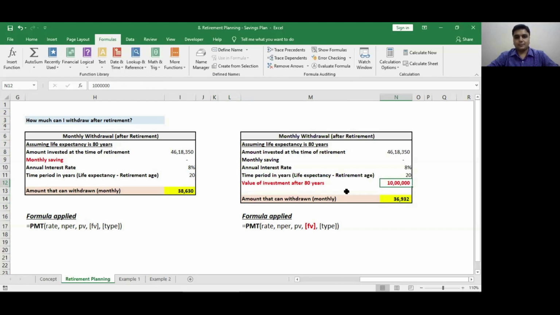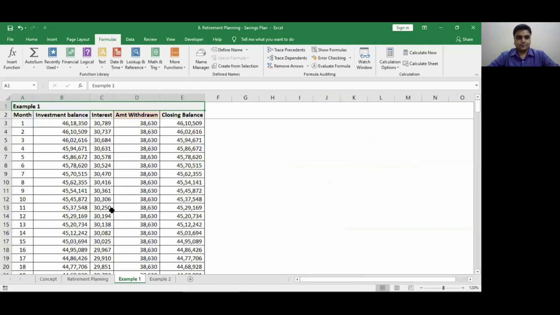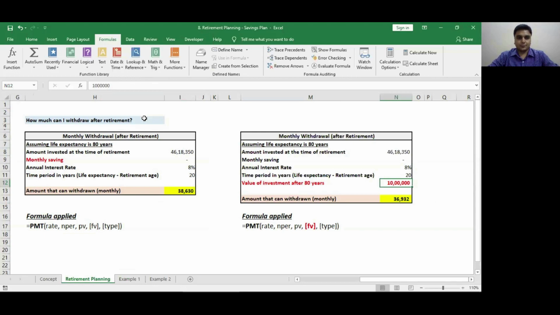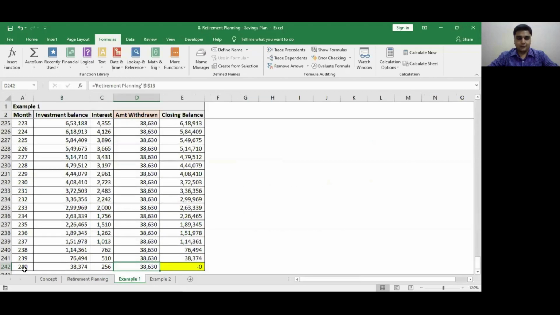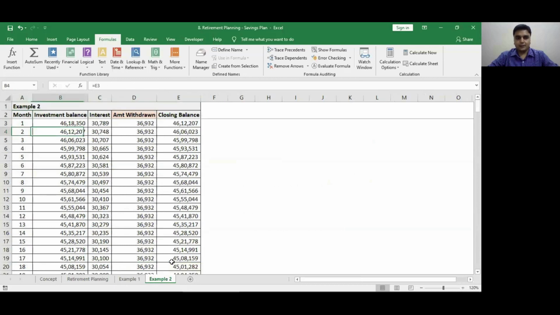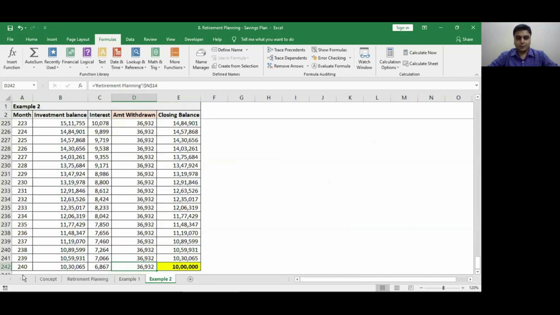You can verify this with the help of an example as well. Like in the first case, my withdrawal was 38,630 rupees. That is this amount. And you will see that by the end of 240th month, I do not have any money left in my bank account. Whereas in example number 2, where the withdrawal was 36,932, if I move on to 240th month, you will see that I still have a balance of 10 lakh rupees in my bank account.